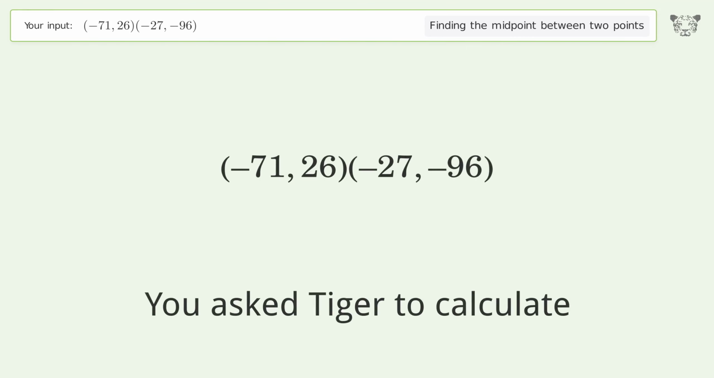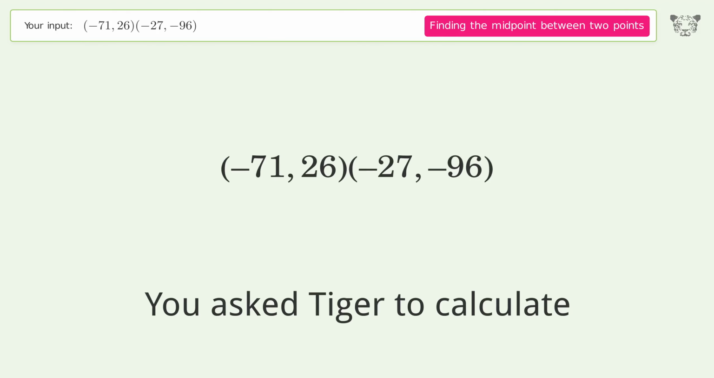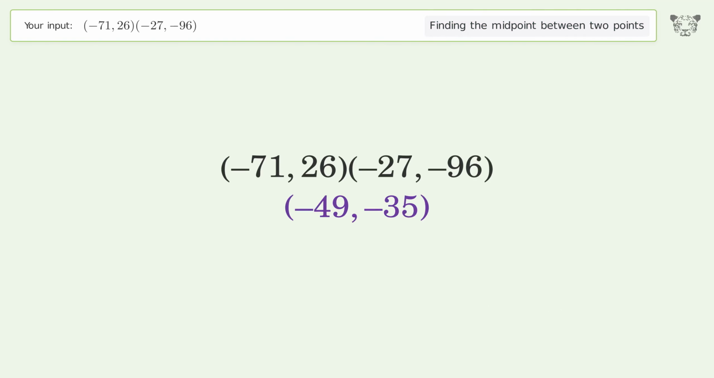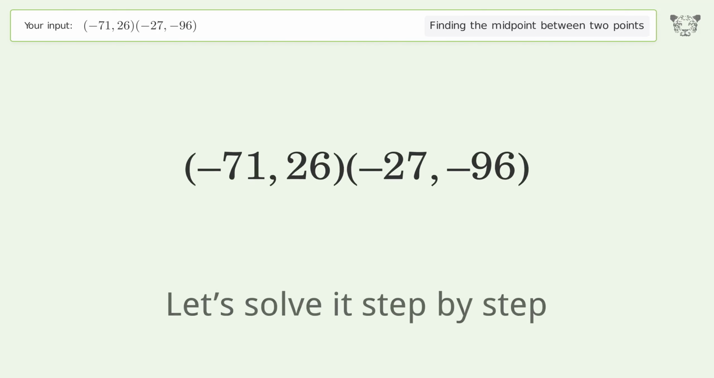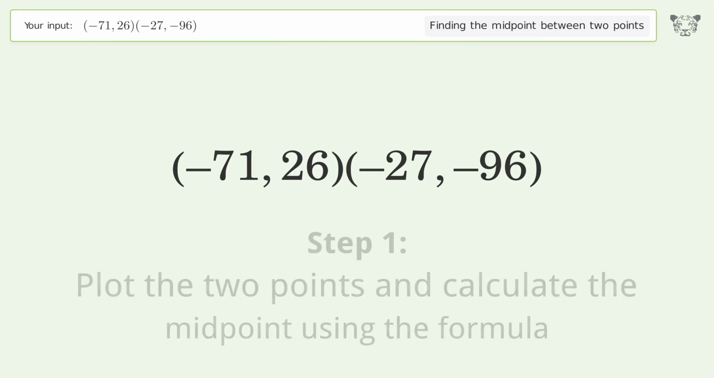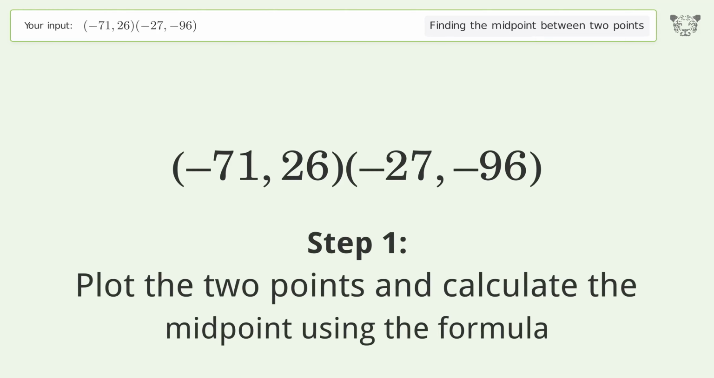You ask Tiger to calculate. This deals with finding the midpoint between 2 points. The midpoint between the 2 points is -49, -35. Let's solve it step by step. Plot the 2 points and calculate the midpoint using the formula.